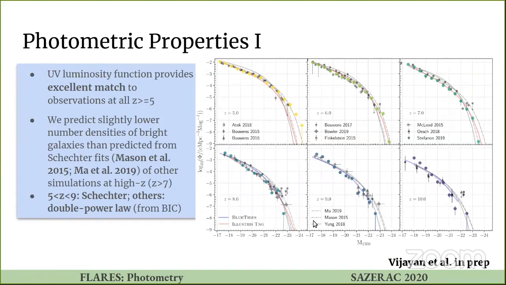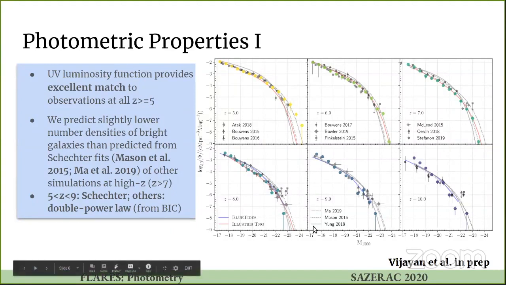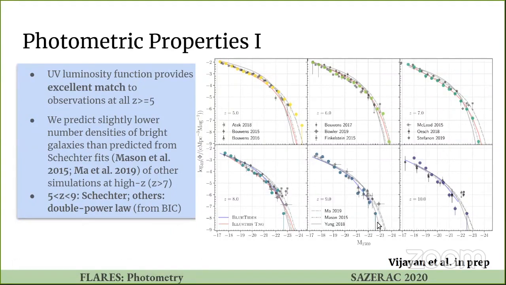One thing to note is that we do predict slightly lower number densities of bright galaxies than are predicted from the Schechter fits of some modeling studies like Mason et al. 2015 and Marshall 2019, the FIRE simulations. And these can be seen at redshifts above z=8 and z=9. So there could be an argument that we might still not be probing some of these brightest galaxies in the universe, but these are Schechter fits from their modeling, and it should be taken with a grain of salt.